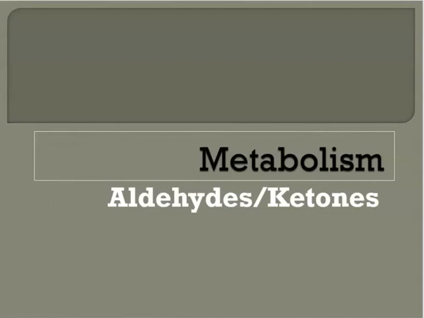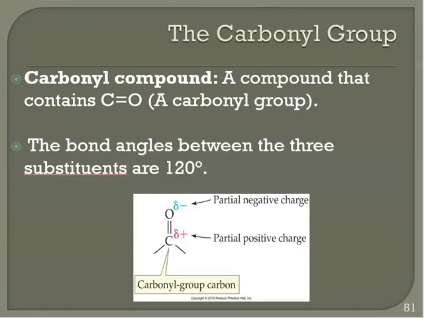We're going to start talking about aldehydes and ketones. And in order to do that, we first have to discuss the carbonyl or carbonyl compound. So the carbonyl group is a group that's a carbon doubly bonded to an oxygen.